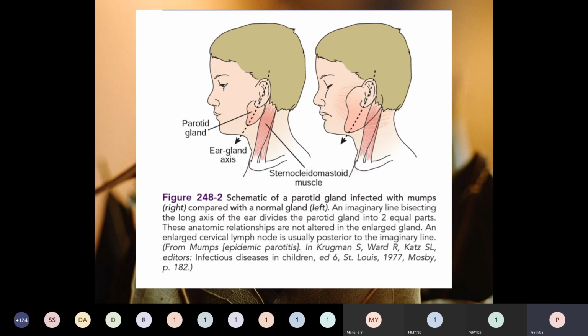There is an imaginary line which bisects the long axis of the ear and divides the parotid gland into two equal parts. But even after the enlargement, the anatomical relationship is not altered. Enlarged cervical lymph nodes are usually seen posterior to the imaginary line. The only thing to know here is that even when there is an enlargement, the anatomy is maintained.